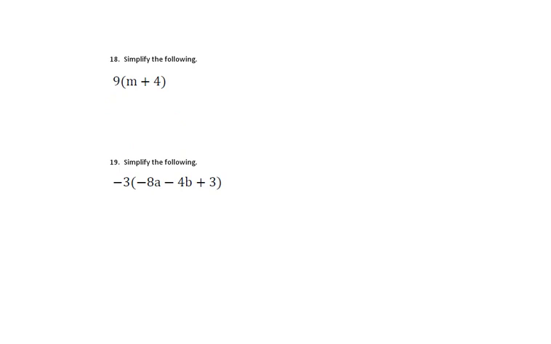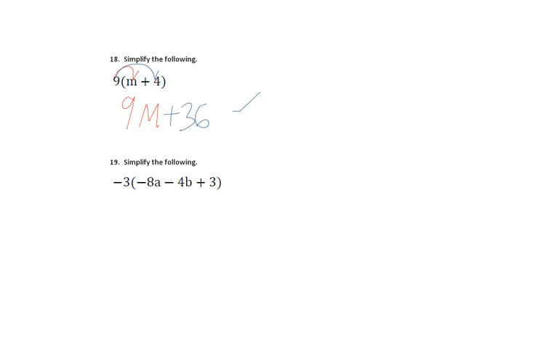Question 18 would like us to distribute. So the 9 will multiply to both m and to 4. 9 times m is literally 9m. 9 times 4 is positive 36. That's it.